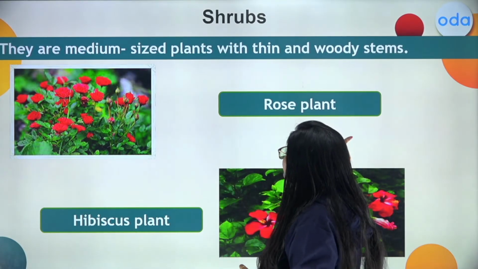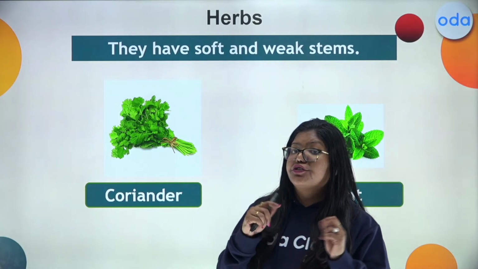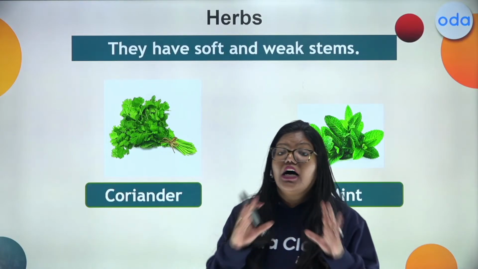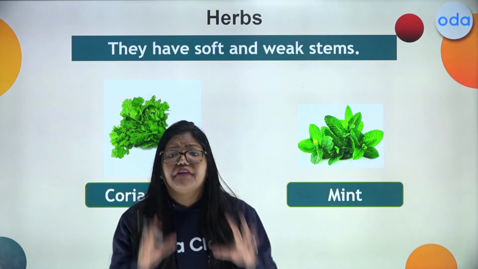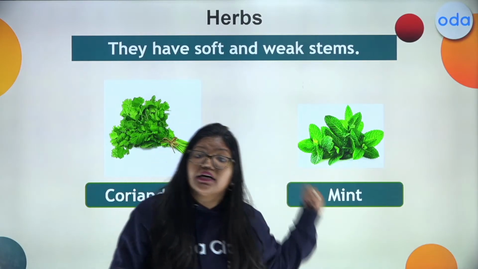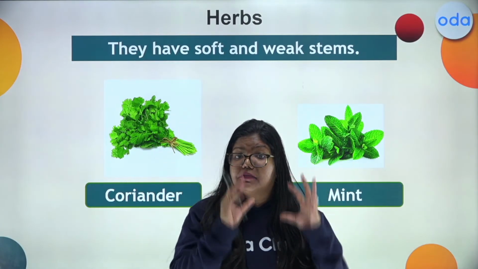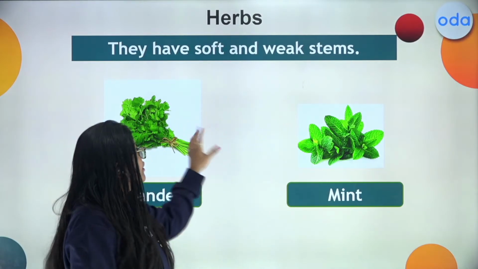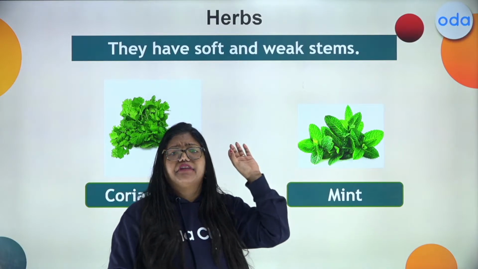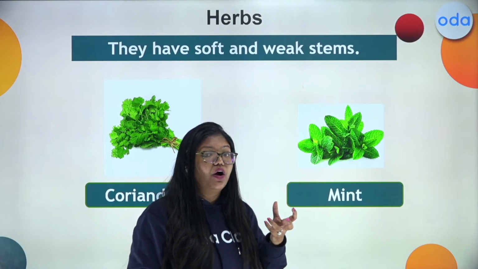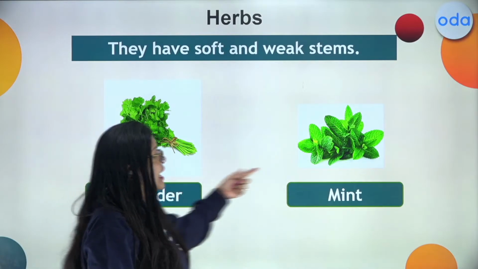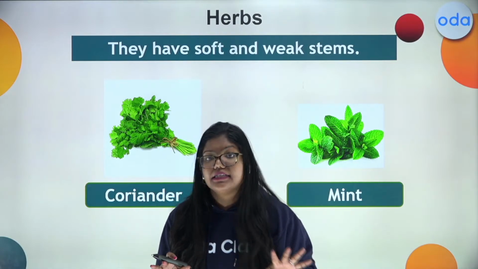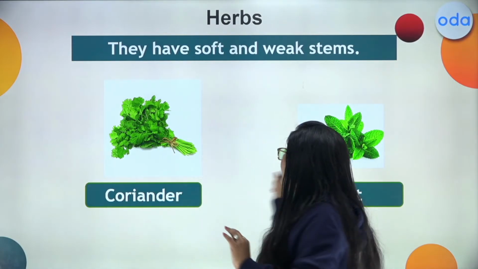Is that clear? So the third type of plants that we are going to discuss, children, is called herbs. Now what are herbs? Herbs are the plants which are very, very small sized. So we call herbs very small sized plants which have very weak and soft stems. If you see the stem of herbs, children, they are very, very small. They are very, very weak also. So coriander plant and mint plant all come under the category of herbs. Is that clear? So herbs are small size plants.